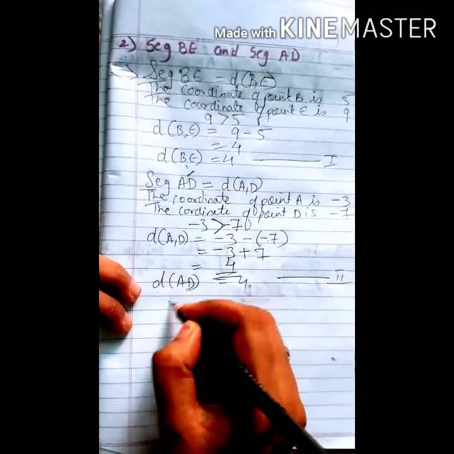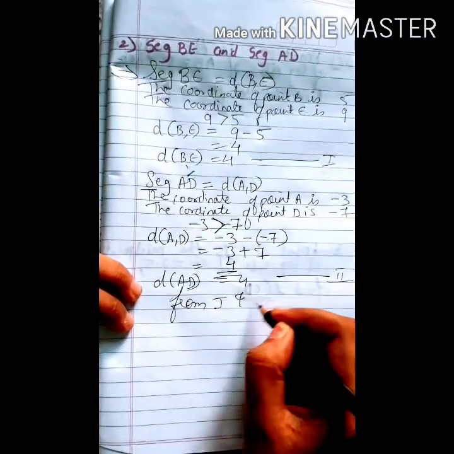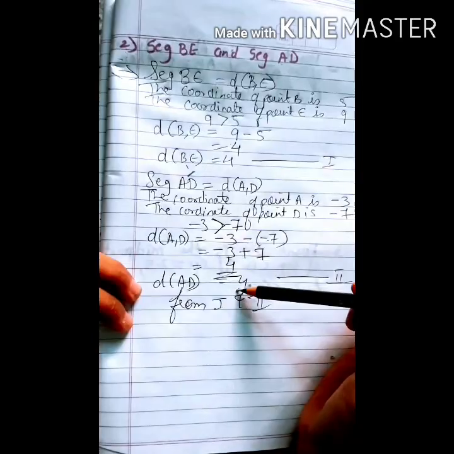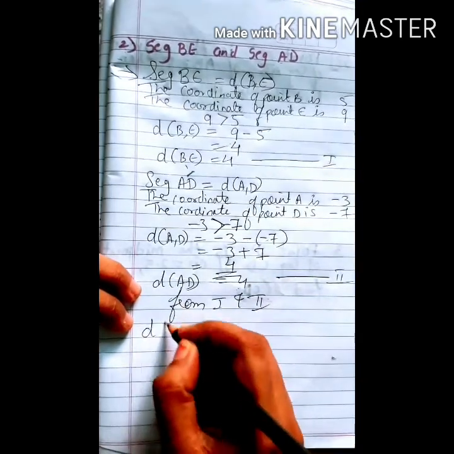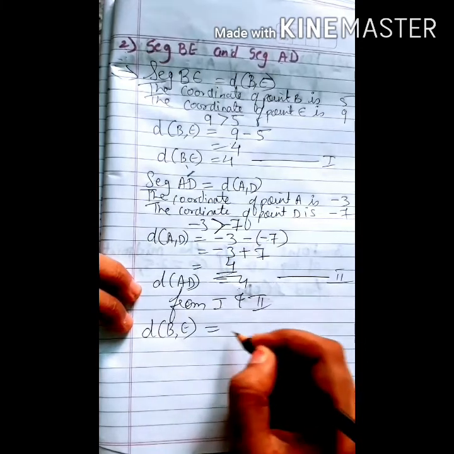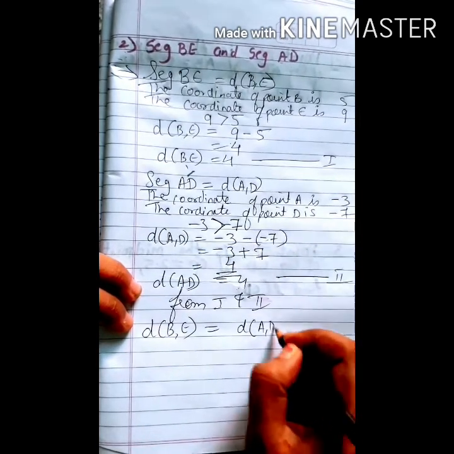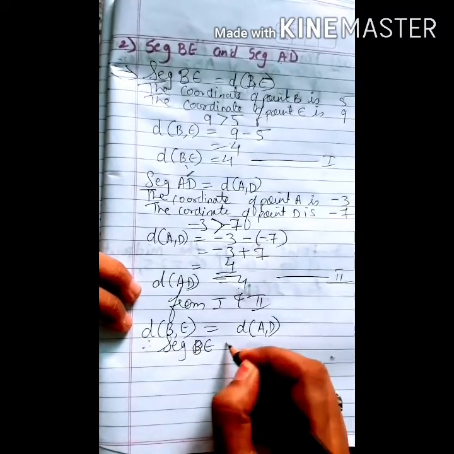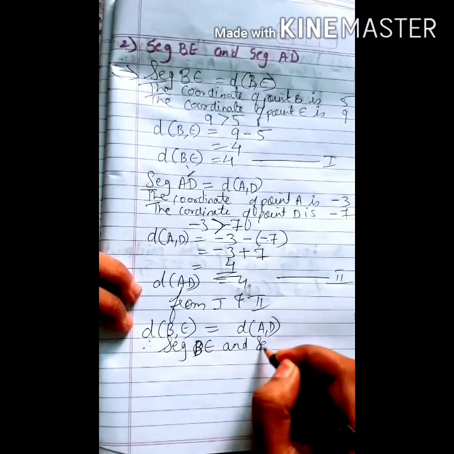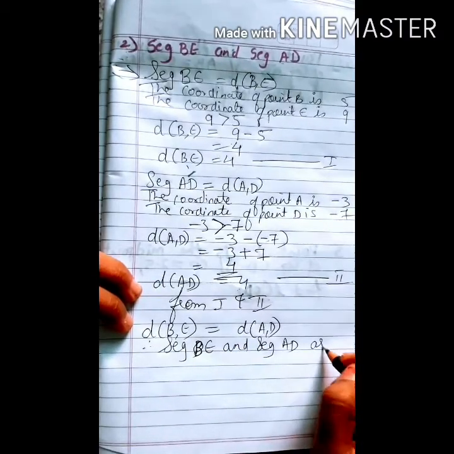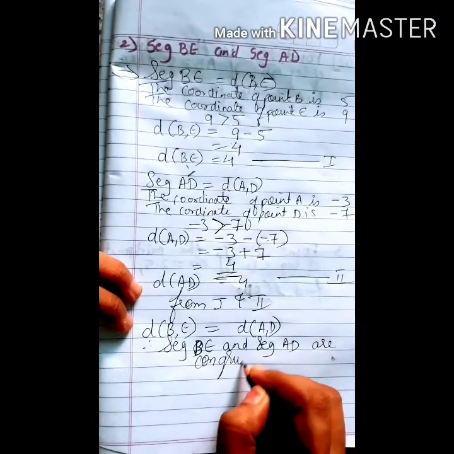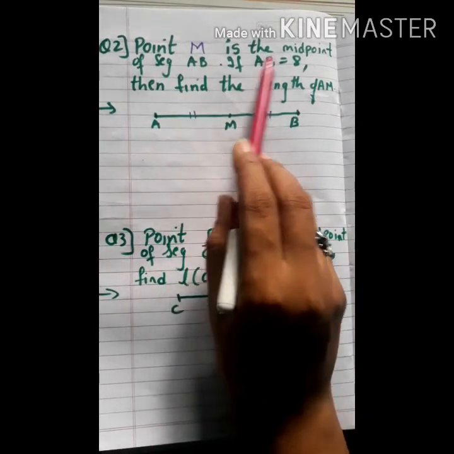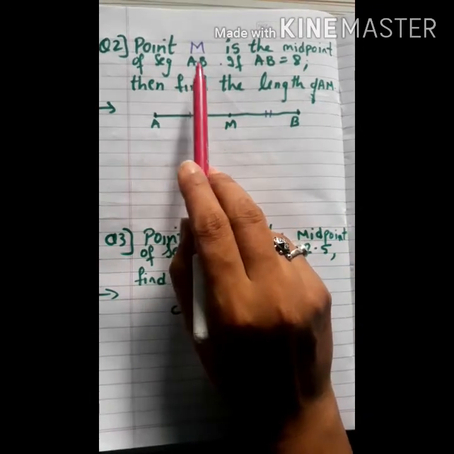Second equation. From first and second, we can say both numbers have equal value. So distance of BE equals distance of AD. Therefore segment BE and segment AD are congruent. Understood?